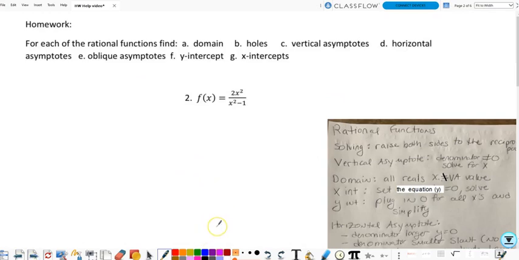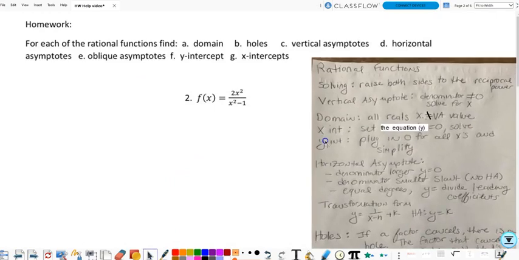Number 2, same properties. I'm going to also add in the end behavior and the range. Let's factor the numerator. Well, nothing factors in the numerator. Let's factor the denominator. This is the difference of two perfect squares, so it factors to conjugates, opposite signs in the middle there.